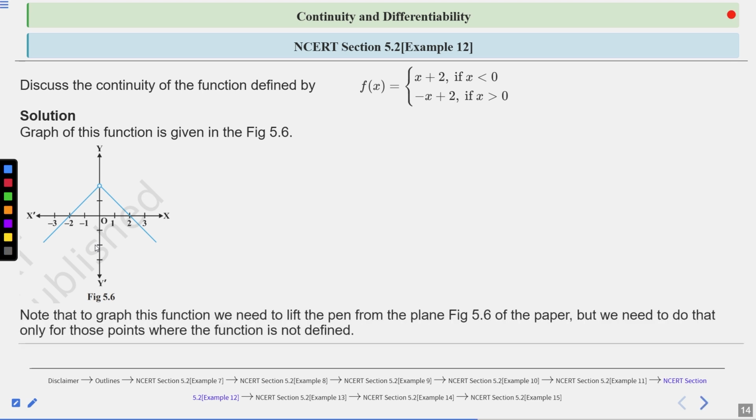Note that for the graph of the given function in figure 5.6, we need to lift the pen from the paper, but we need to do that only for those points where the function is not defined, right? Clear? Hence, f is continuous because at x equal to 0, the value of the function is not defined, right? Okay, let us move to the next question.